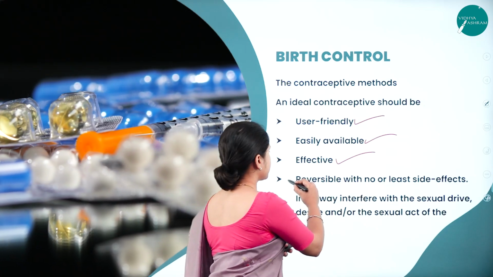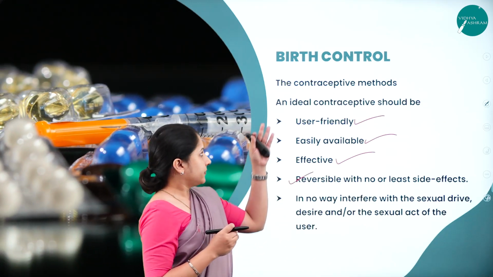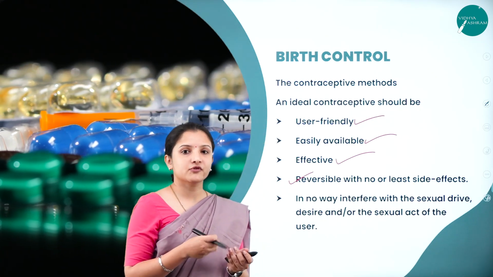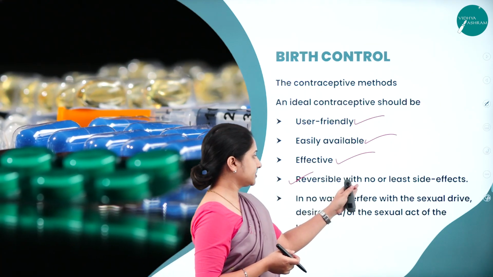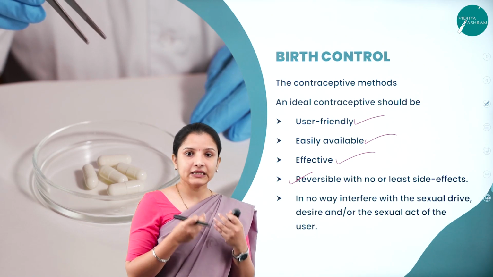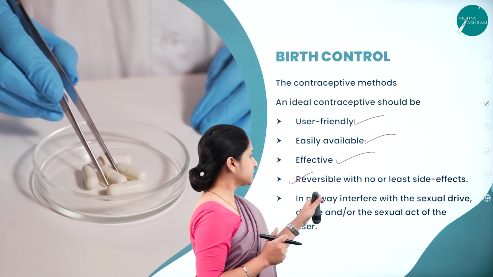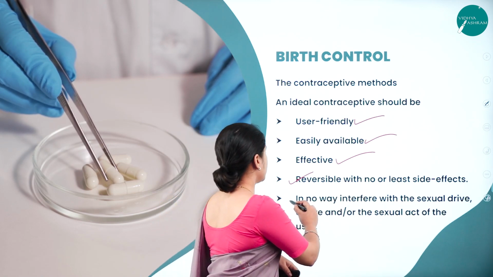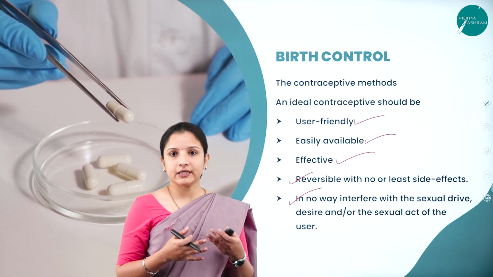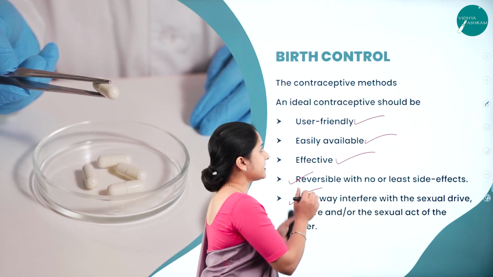Next is reversible with no or least side effects. I've already explained this in the previous point itself. So this is also one of the best qualities of how a contraceptive should be. That is, it should be reversible, with very little or no side effects at all. And also it should not interfere with the sexual drive or the desire of the partner or the individual, whoever is utilizing it. So all these should be taken care of.